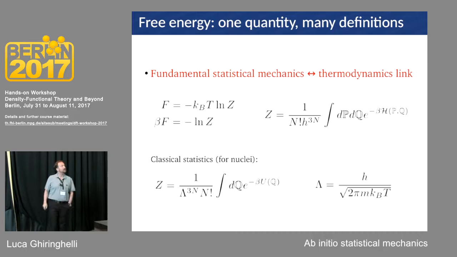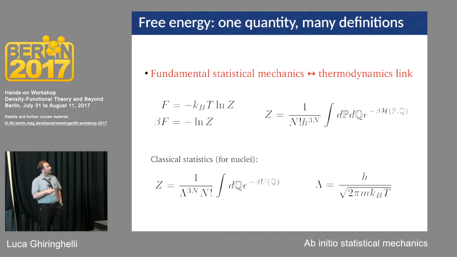Then typically in classical statistical mechanics, one can do the integral over momenta analytically. So this lambda to the 3N power, the de Broglie wavelength, and one is left only with this integral that is typically analytically untreatable. It's an integral of the exponential of the potential energy integrated over all possible configurations. And this is what we are typically concerned with.